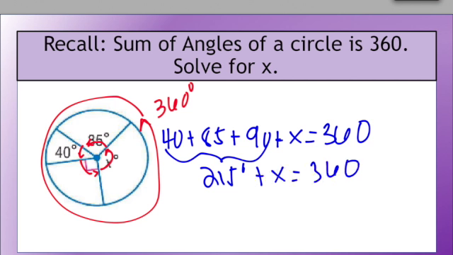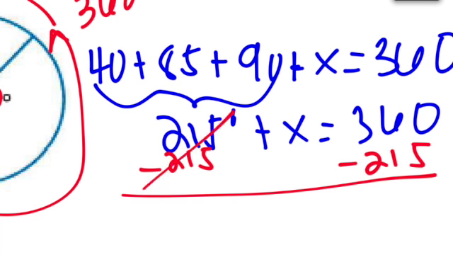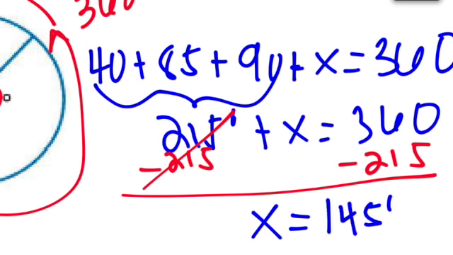Then I'm going to subtract that from each side. So minus 215, minus 215. It'll cancel out there, so I'll just be left with x equals 360 minus 215, which gives me 145 degrees. And there we go.